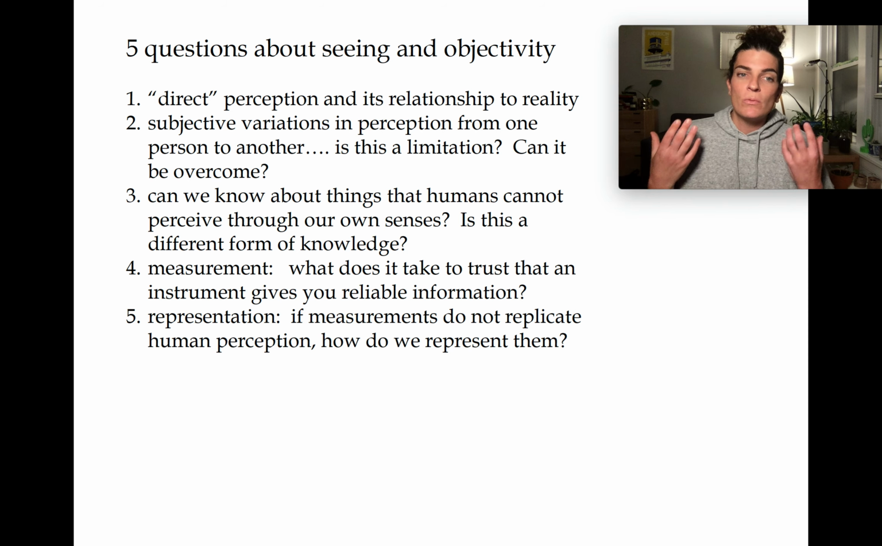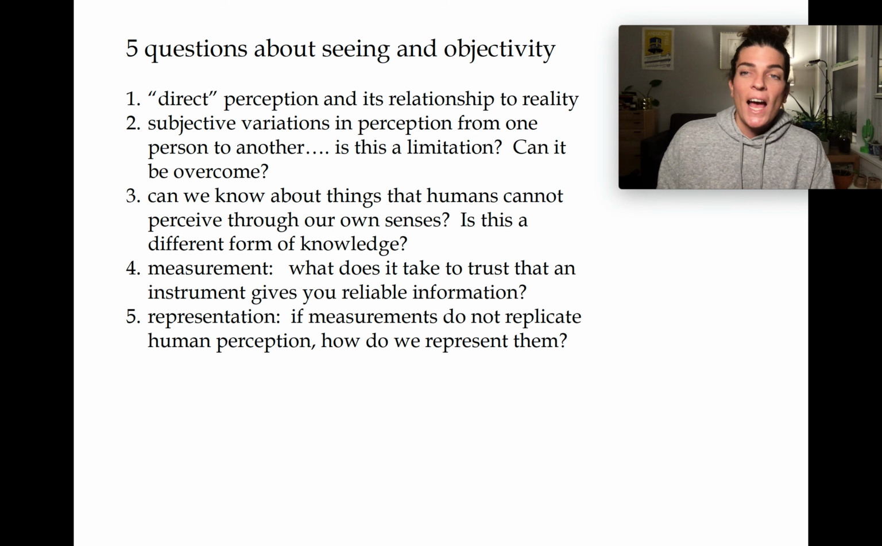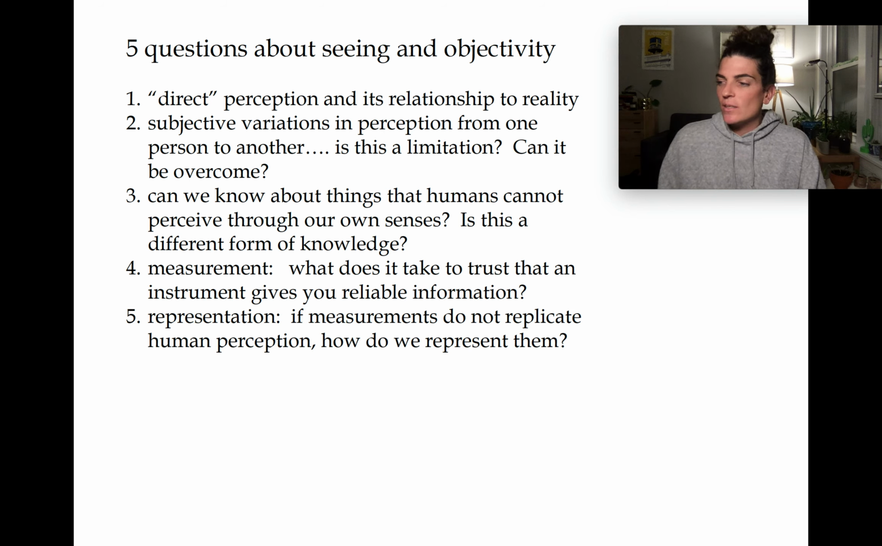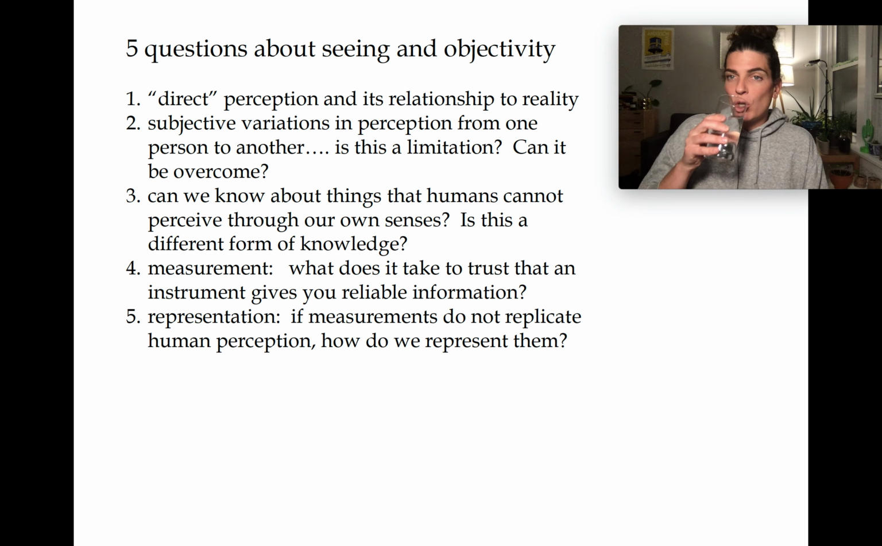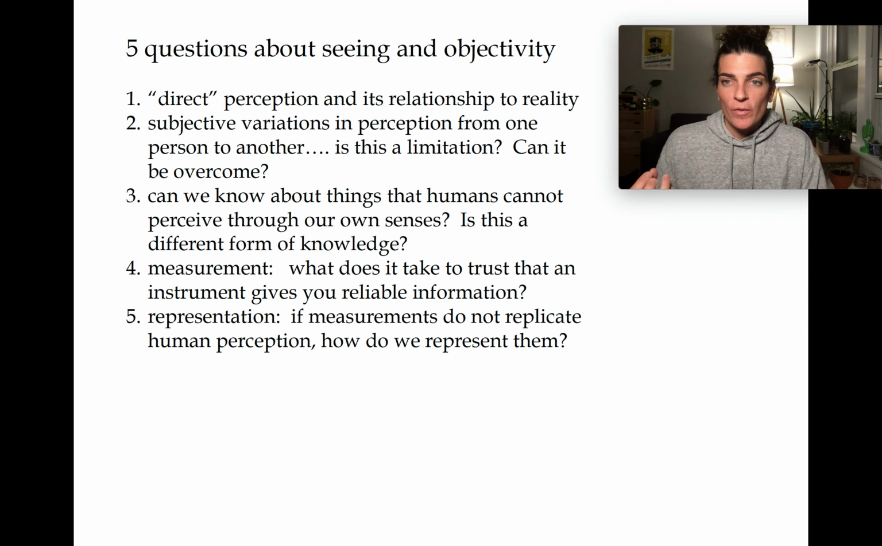If measurements do not replicate human perception, so if these measurements are not exactly what my eyes would see, how close to what we actually can see directly are they? How do we represent measurements that the human eye or the human sensory system cannot perceive directly? These are all questions that we need to consider when we're thinking about observing and objectivity.